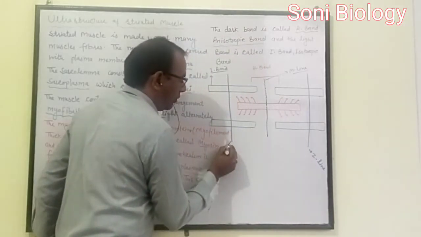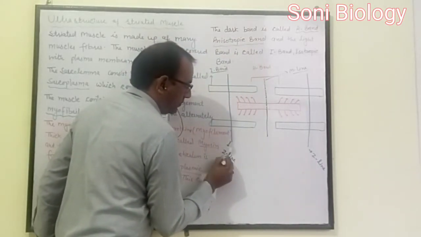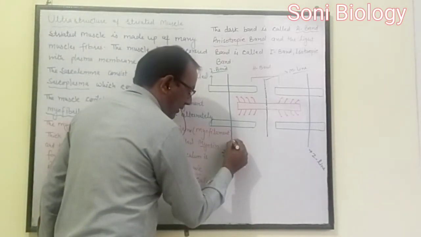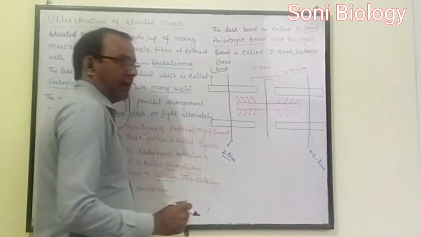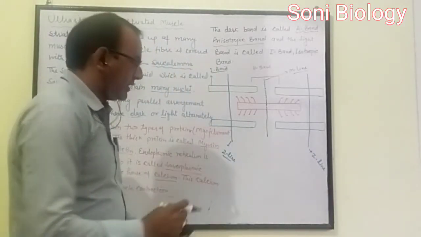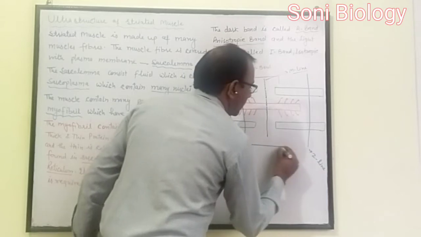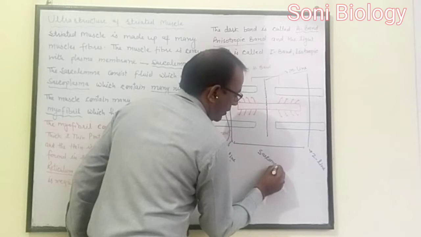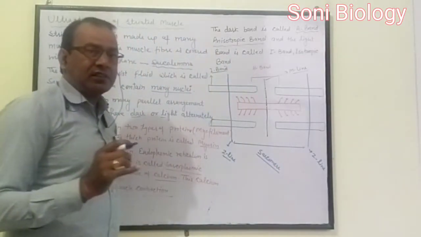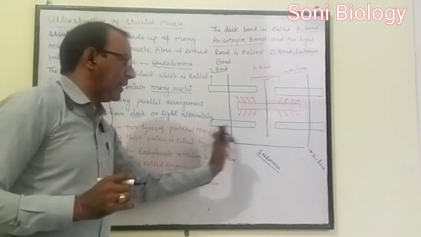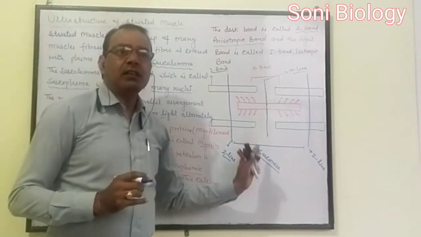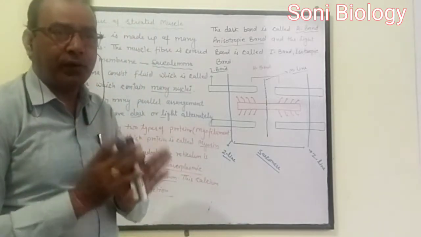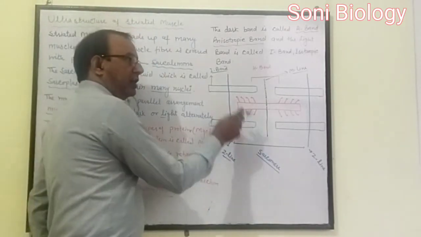Z line. This one is also Z line. The distance between two successive, continuously consecutive Z lines is known as sarcomere. What is sarcomere? The distance between two successive Z lines is known as sarcomere. This sarcomere is the structural and functional unit of the muscle.